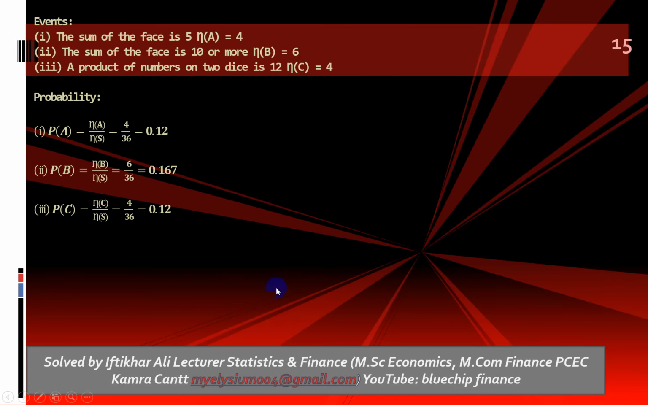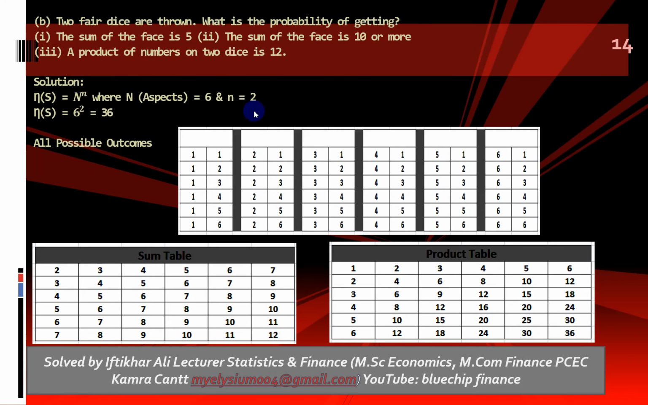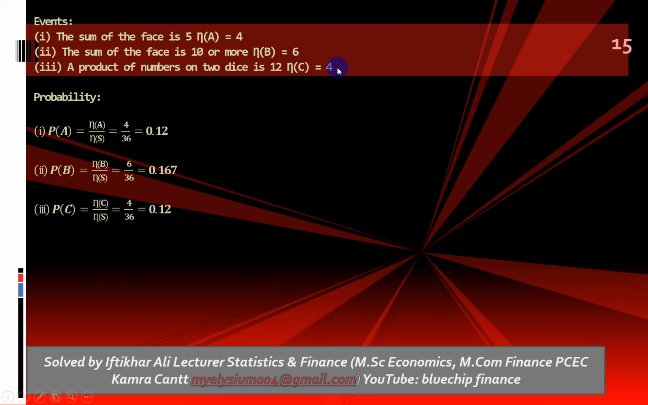Third is a product of numbers on 2 dice is 12. So the product is 12 as it is given here, this one, this product is 12. After that this product is 12, this is 12, and this one is 12. So there are 4. And the third step is to calculate the probability, which is equal to event divided by sample space. So 4 by 36 is 0.11, 6 by 36 is 0.167, and 4 by 36 is 0.11.